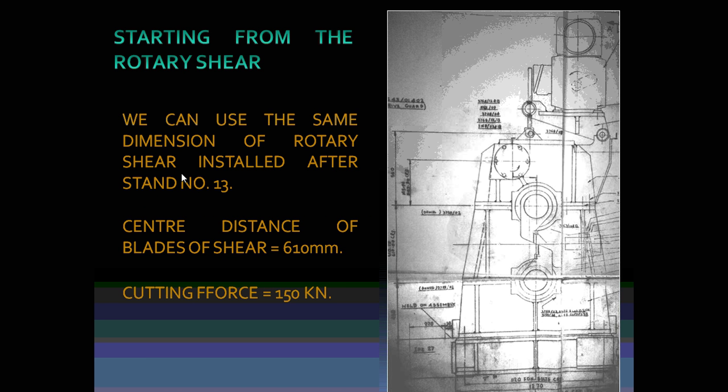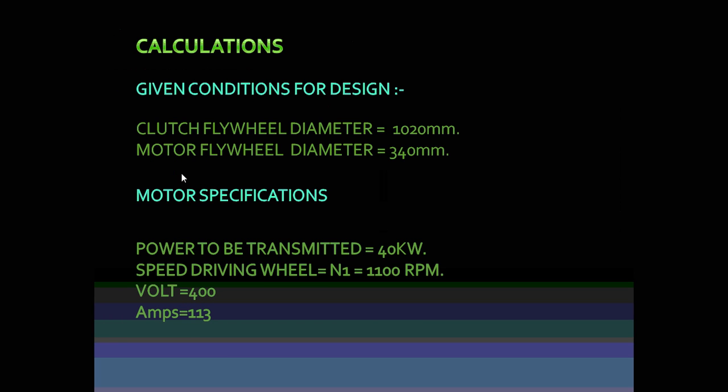This is the basic AutoCAD diagram of the rotary shear which we are going to construct. The center distance of the blade is 610 mm, and the cutting force will be 150 kN. These are the calculations to be done under the given conditions: clutch flywheel diameter will be 1020 mm, motor flywheel diameter will be 340 mm.